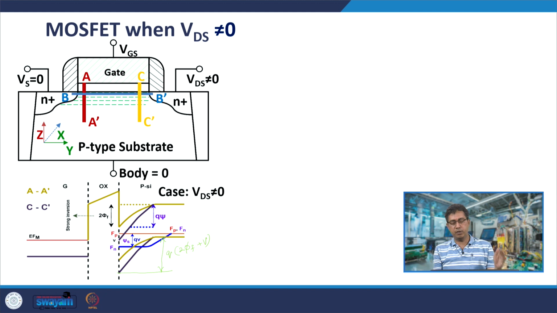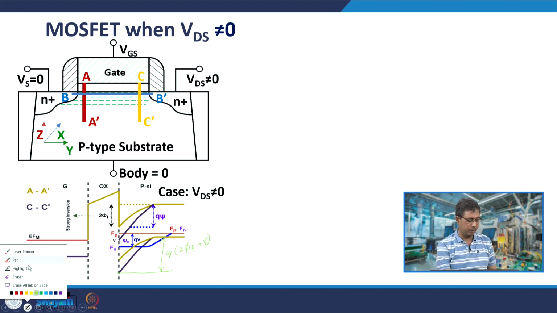So, at the source edge of the channel, it is 2 phi f. At the drain edge of the channel, that is along CC prime at the interface, it will be 2 phi f plus V, because the drain voltage VDS is now V. So the band bending from the body to the silicon dioxide interface would have to be increased by qV in such a case. That is what we are showing here. It has increased by a value qV compared to this.